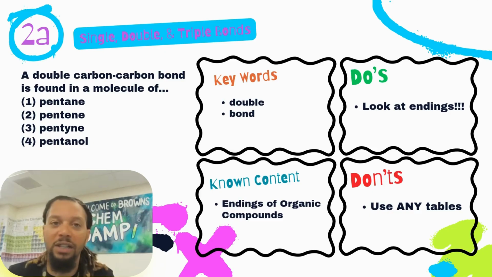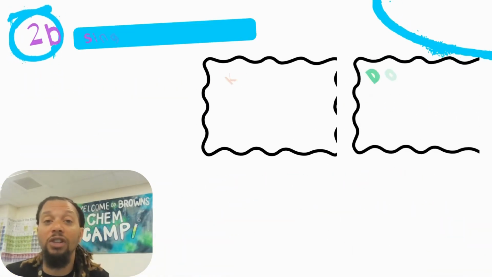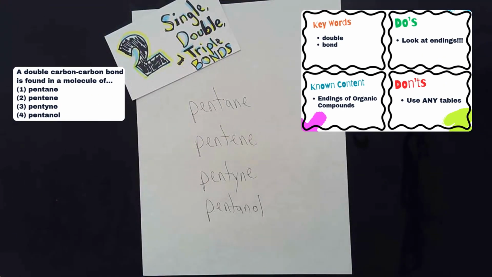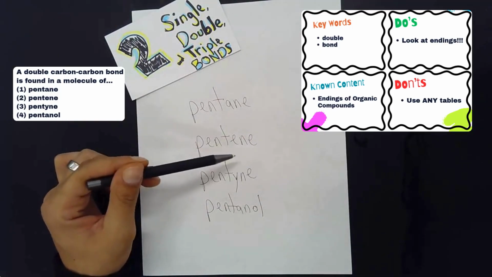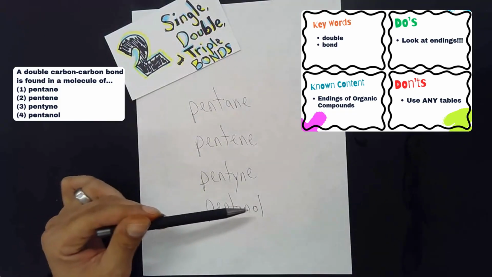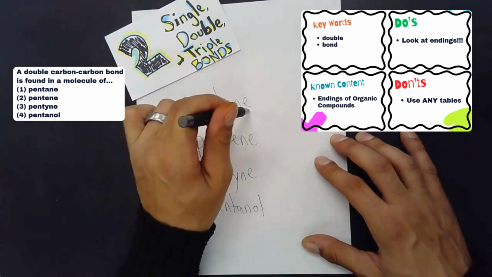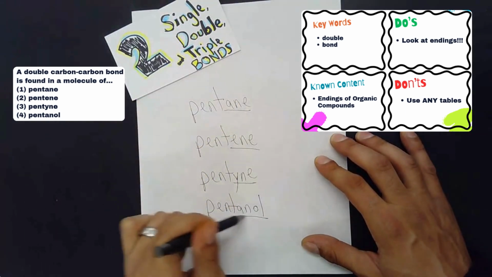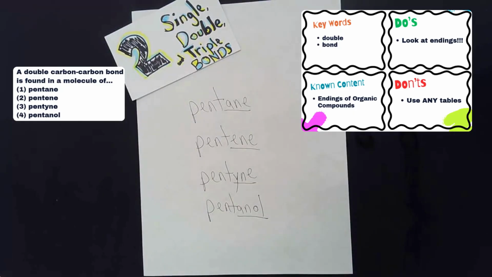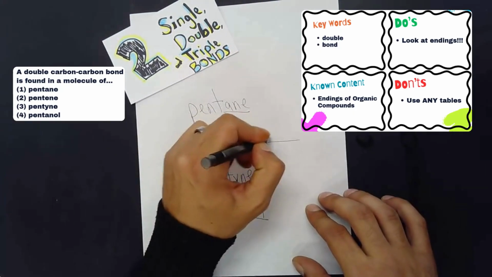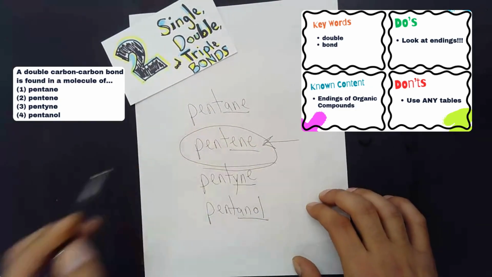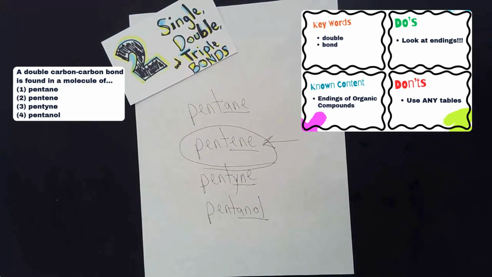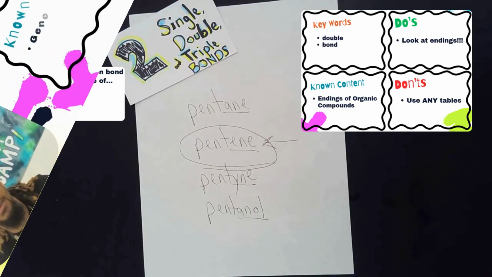And we're not going to use any tables because, again, they're not going to be helpful here. This is where our known content comes in. So let's work it out. Okay, for this question, we have the options of pentane, pentene, pentyne, or pentanol. So we are going to look at our endings, and the double bond ending is represented by the ENE ending. So pentene is the molecule that contains the double carbon-carbon bond.